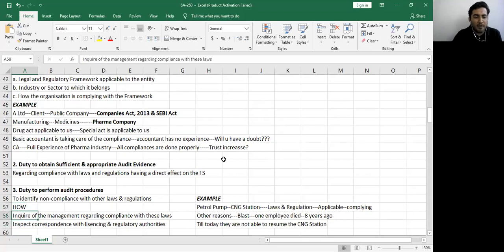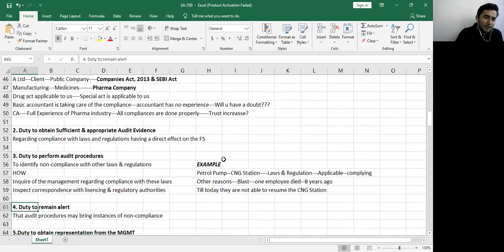First, you will inquire of the management regarding compliance with these laws. So you will inquire of the management कि आप comply कैसे कर रहे हो. And second, उनका licensing या regulatory authorities के साथ जितना भी communication हुआ है, वो भी आपको thoroughly check करना है. That is, what is the kind of communication or correspondence that has taken place between the management and the licensing or regulatory authorities.